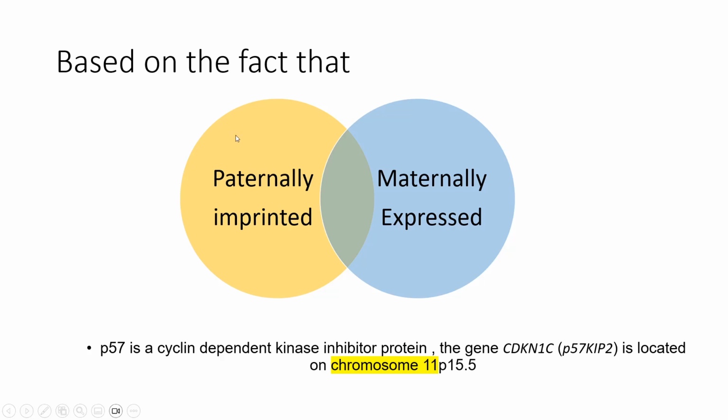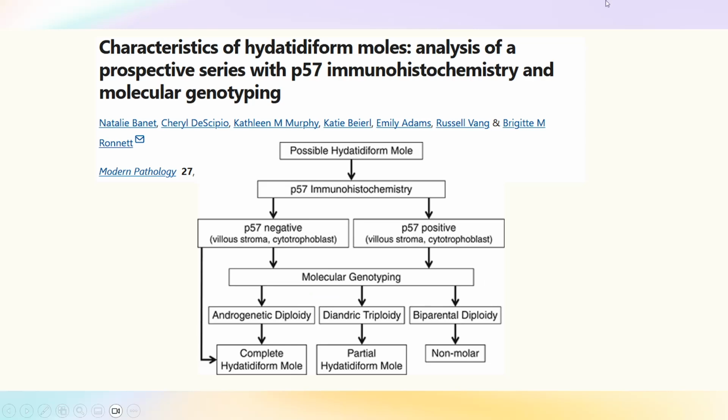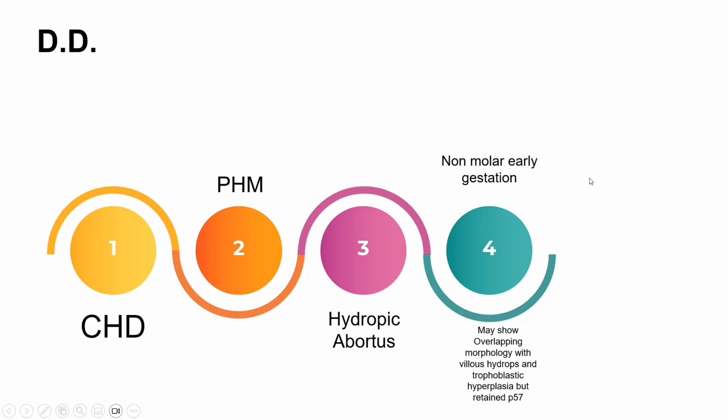And this is really beneficial, especially in early cases where the histological picture is not very clear. And that's again a nice hierarchy to use if you are suspecting a complete mole, partial mole, or non-molar gestation: you begin with P57. If it's negative, you go for the complete mole. If it's positive, you can go for molecular genotyping to see what you have got.